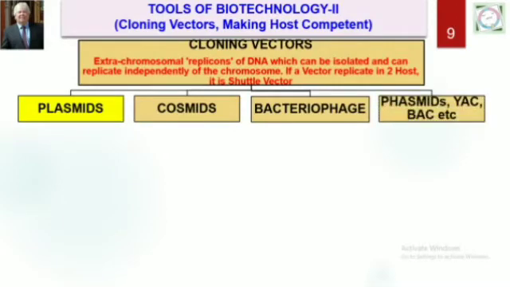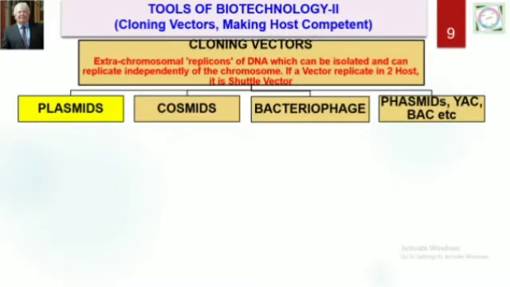What are these cloning vectors? These are the vehicular DNA that can be also called as extra chromosomal replicons of DNA, which can be isolated and can replicate independently of chromosome. That means they are mainly present in bacteria and in some yeast. They do not depend on the chromosome for replication. Please add another concept. If a vector replicates in 2 hosts, it is called as shuttle vector.